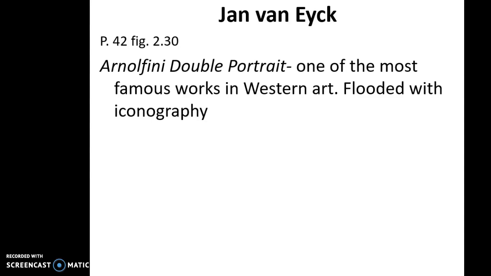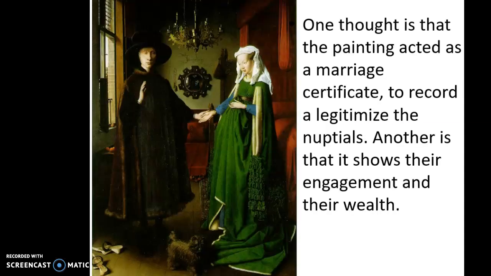Now, Jan van Eyck was a Danish artist who did a painting, which you'll find on page 42, figure 230 of your text, called the Arnolfini Double Portrait. Now, this is one of the most famous works of art in Western art, and it is flooded with iconography. One thought is that this painting acted as a marriage certificate to record and legitimize their nuptials. Another is that it shows their engagement and their wealth.